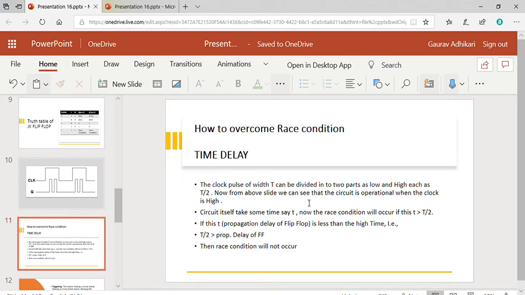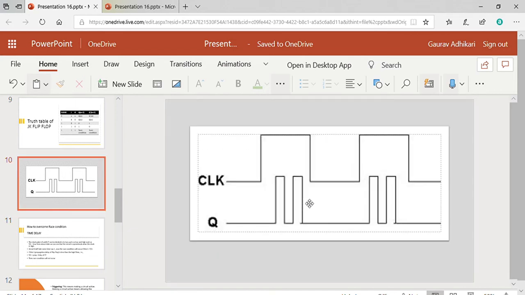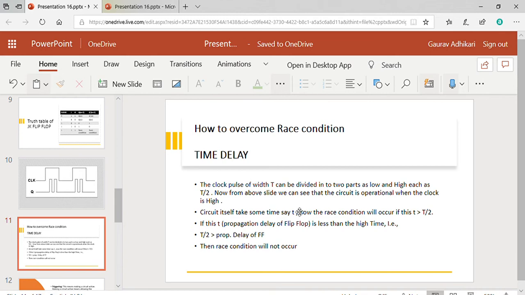So from the above slide we can see that the circuit is operational only when the clock is high. The circuit itself takes some time, which is known as the propagation delay of the flip-flop, say T. Now this race condition occurs only when this T is greater than T by 2, that is the high time.